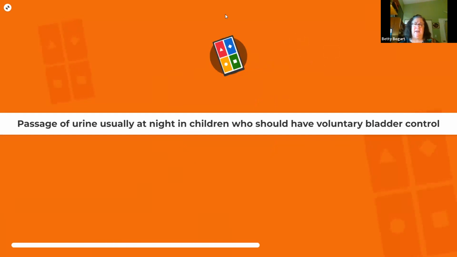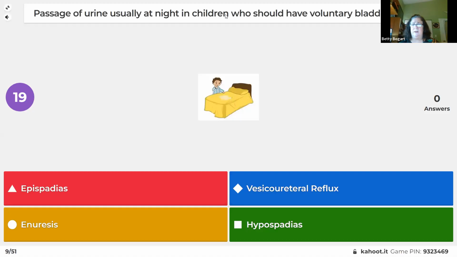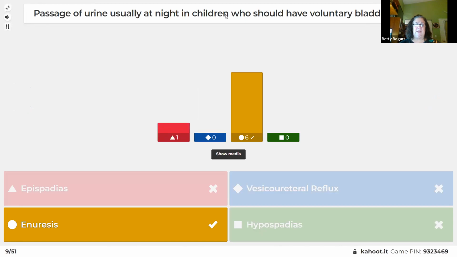Passage of urine, usually at night in children who should have voluntary bladder control, is called what? So in this question, we see 2 things that we haven't seen. Epispadias is when you have a male, instead of the urethra coming out at the tip, the hole comes out on top. And if it's hypospadias, it comes out in the bottom.